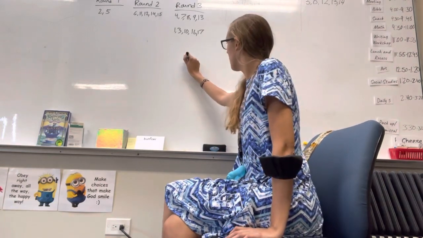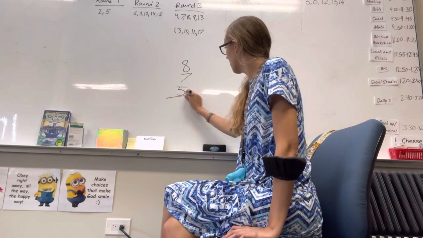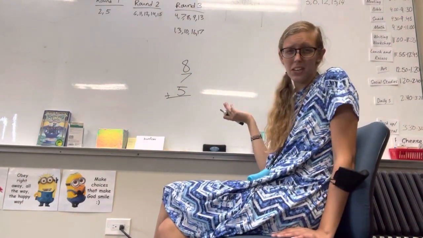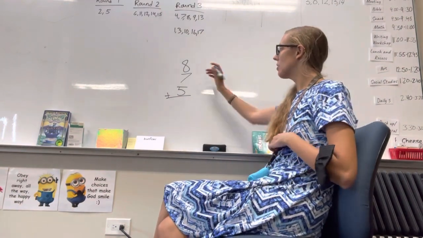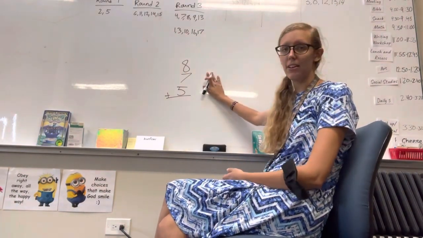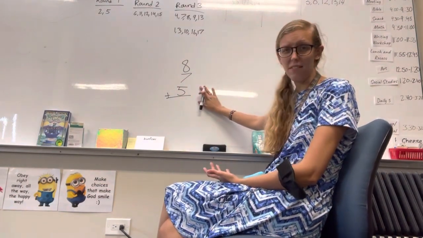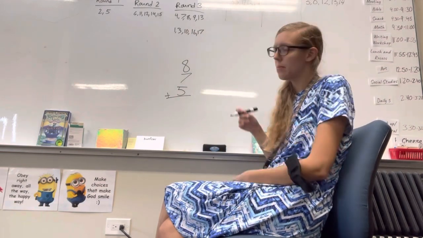So let's try this one. 8 plus 7 plus 5. Okay? So there's no 2 numbers here that add up to a 10. So I'm just going to have to choose 2. Now maybe you look at this and you see, oh, I know what 8 plus 7 is, or I know what 8 plus 5 is, or I know what 7 plus 5 is. If you know one of those facts really quickly and easily, go ahead and add those.